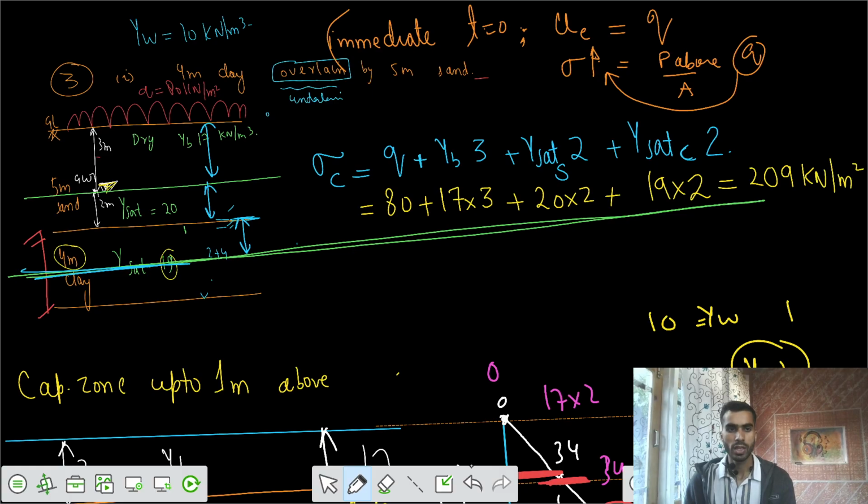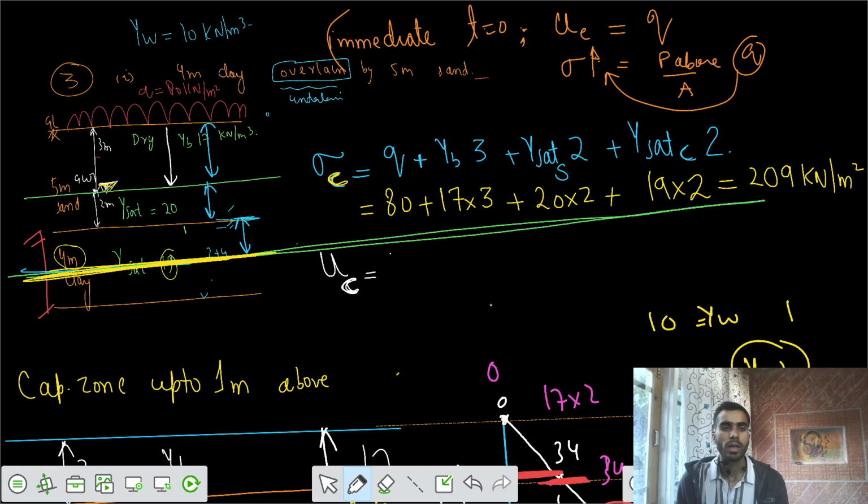At that same location, at the mid span, at the center of that clay layer, that's why I have written here C, at the center of that clay layer. Now for the pore water pressure calculations, let's go for pore water pressure at that C, at that center. Let's ignore the surcharge first.